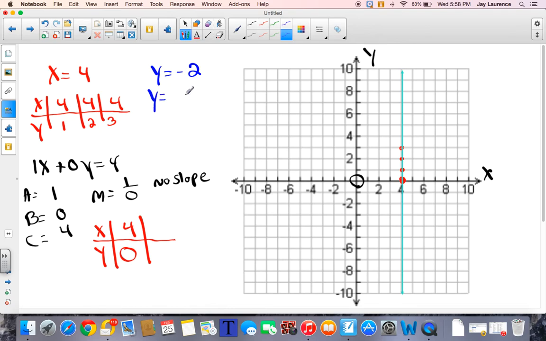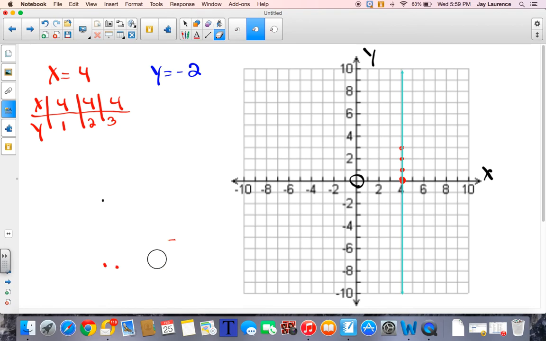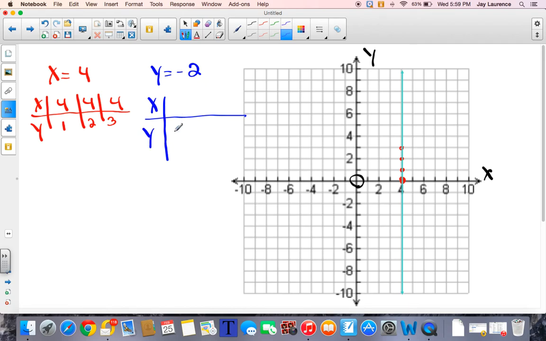It is in slope-intercept form, but I want to think about it in two different ways. So we'll do slope-intercept form second, but for right now, I'm going to do the table way. Just like we did a table for the x equals 4 equation, I'm going to do a table for y equals -2. And it says y equals -2, so no matter what you pick for x, y is -2. So maybe you pick 0, 1, and 2. So you could plot those 3 points and get your line.